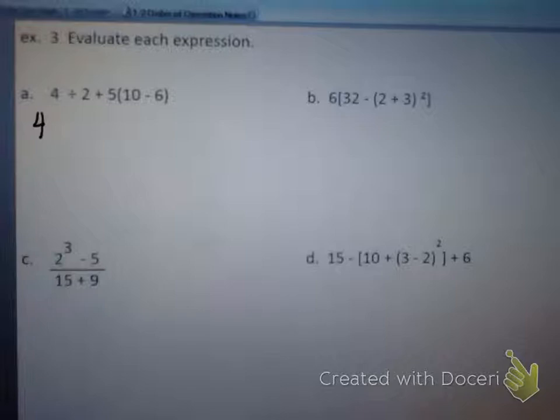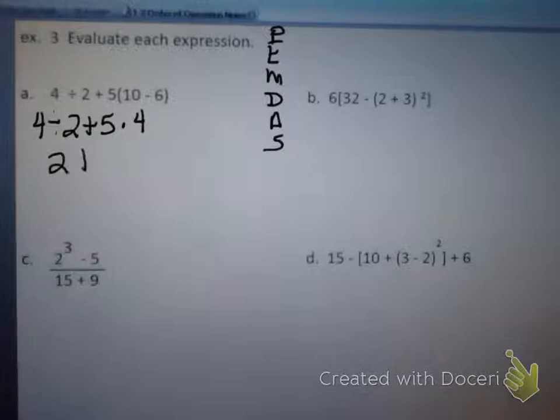And here's some more practice problems. In example A, you're going to do the grouping symbol first, the parentheses. 10 minus 6 is 4. So you can just rewrite the 4 divided by 3 divided by 2. Once you replace the 10 minus 6 with 4, you can replace the parentheses with a multiplication symbol. I'm going to divide and multiply in one step.